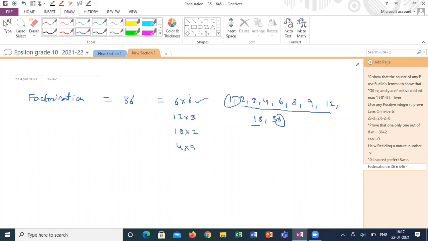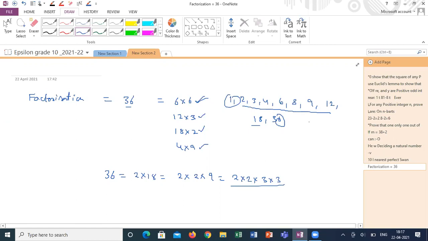See, these are the different forms of 36. But if I ask you to write only multiples of primes, that is called prime factorization. You start with 2 into 18, again 2 into 9, and this can be written as 2 into 3 into 3. Is it possible to write in any other form other than this? Here I am writing different forms with different numbers, composites included. But if I ask you to use primes, can you give any other form for me?